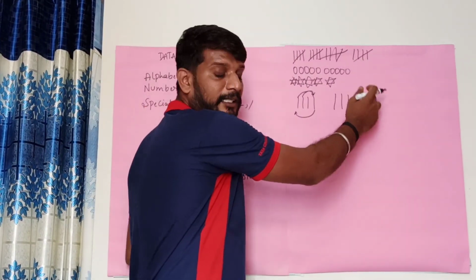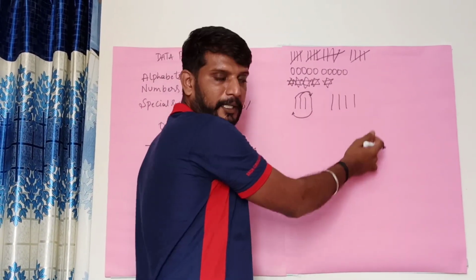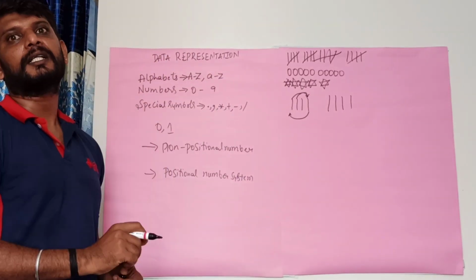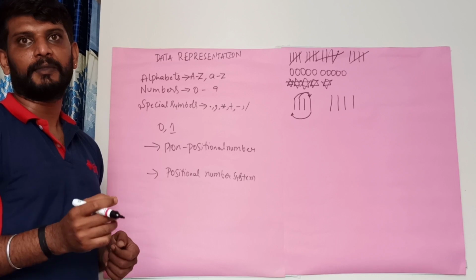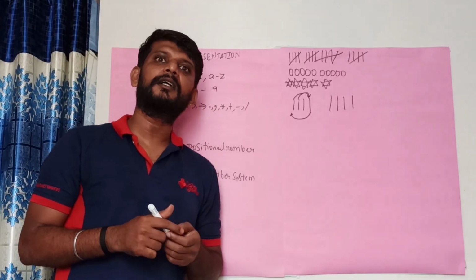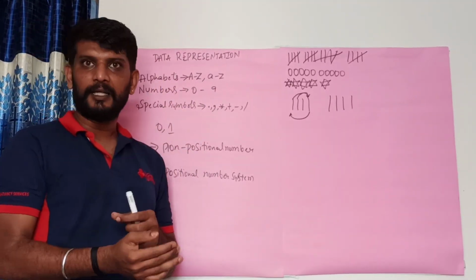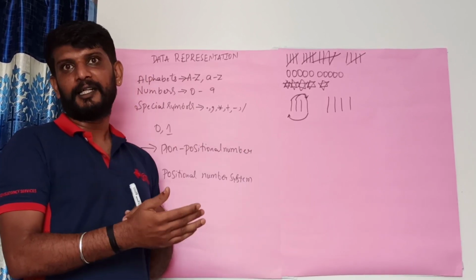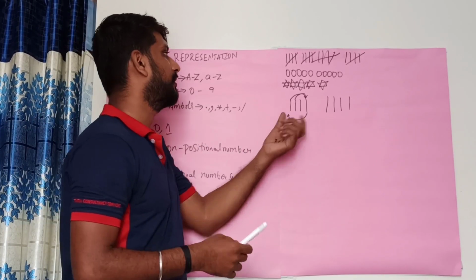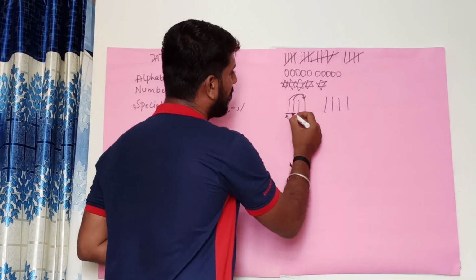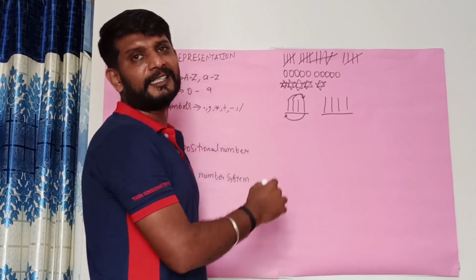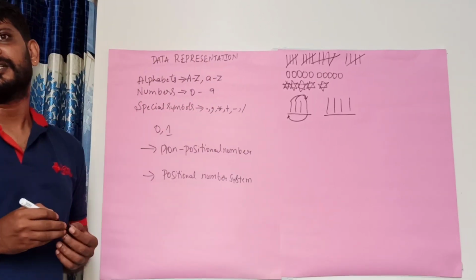Even when I am changing the position of the symbol, the value is not getting affected. That is called the non-positional system. That is, even if you are changing the position of a symbol, the value doesn't change. You can see over here, even this is 4 and even this is 4. So this is called the non-positional number system.